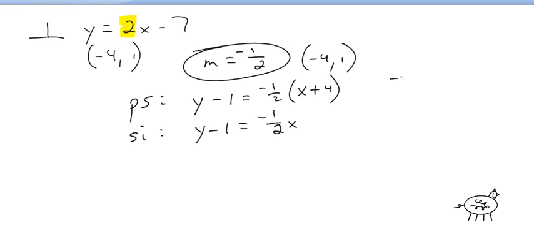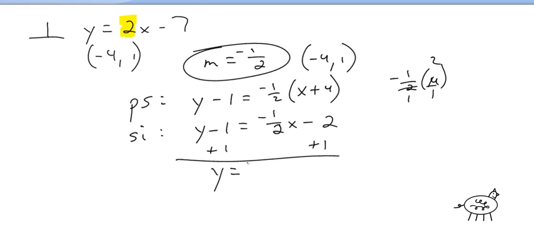X, and then it's negative 1/2 times 4/1. It gives me a 1 and a 2, so it's minus 2. And we add 1 to both sides, so you get y equals negative 1/2 x minus 1. That's slope intercept form. Okay?